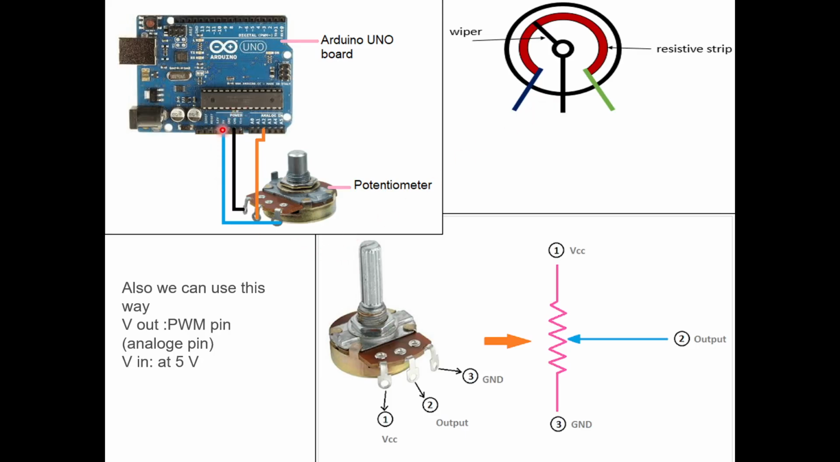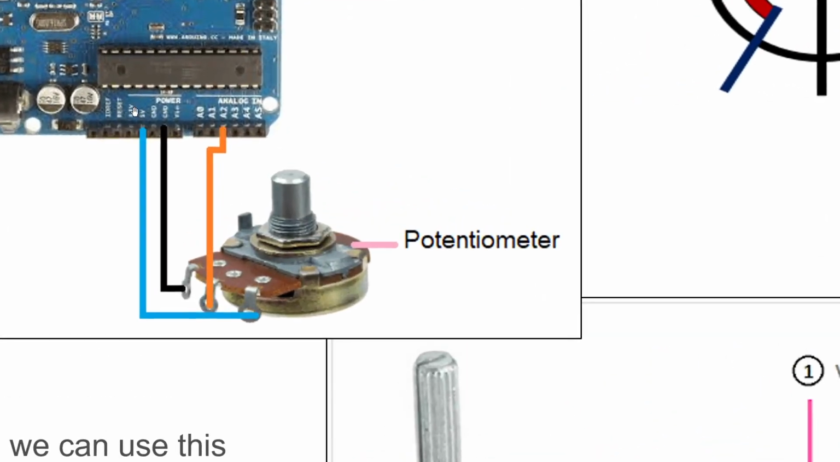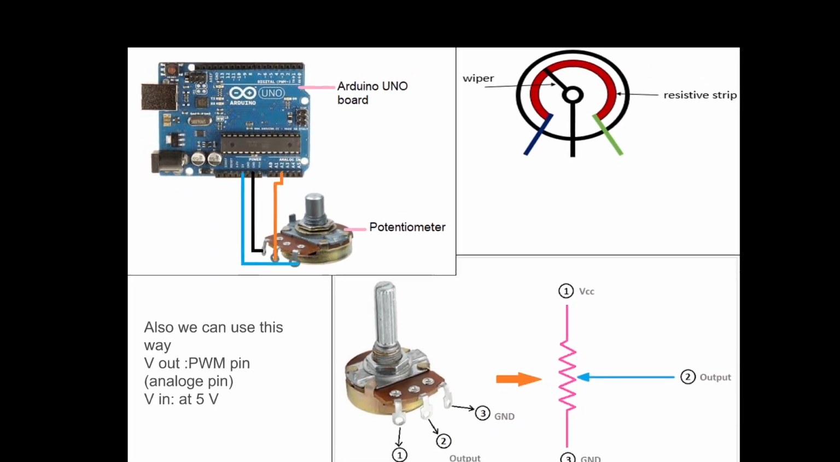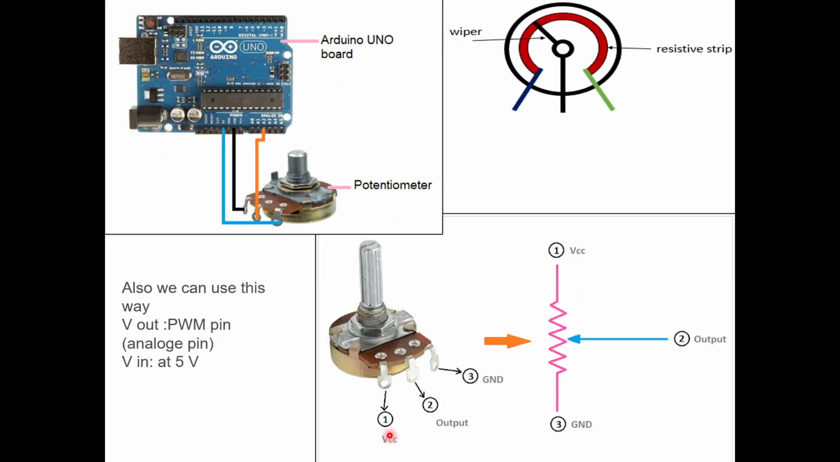If I zoom it, you can see it here. This is written as power and these are analog pins. So one pin is connected to 5 volt and the center one, the wiper, is connected to an analog input. So one end is VCC, that is the 5 volt supply. The second one, that is the wiper wire, is our output one. And the third wire is connected to ground.